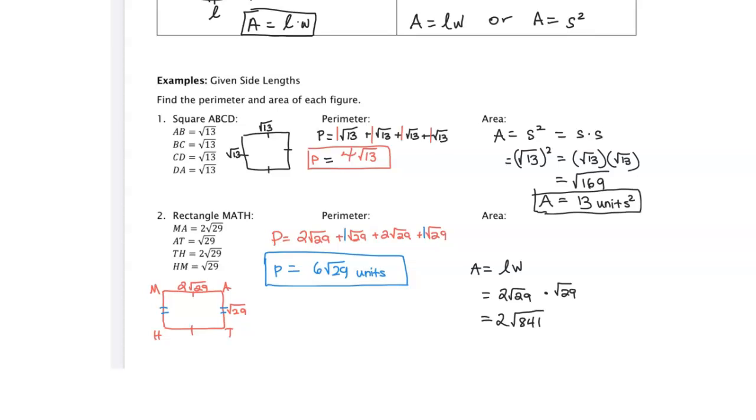So it's 2 times the square root of 841. If we simplify the square root of 841, it's simply 29. So this becomes 2 times 29. And 2 times 29 will give 58. And so our answer is 58 units squared.